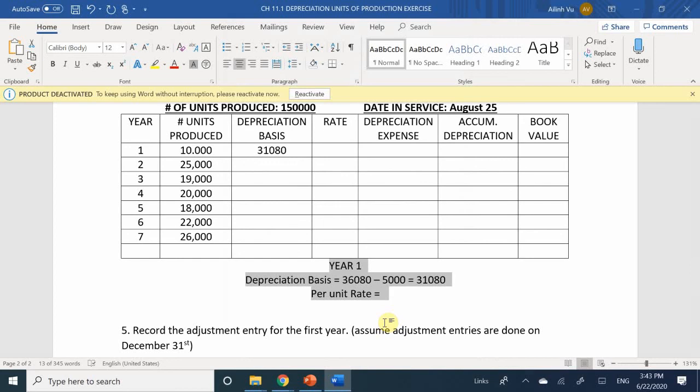Let me redo it. So again, it's 31,080, and we're dividing it by how many? 150,000. So what did I get? I got 0.2072. Good. Did everyone else get that? Yes, I did. 0.2072.